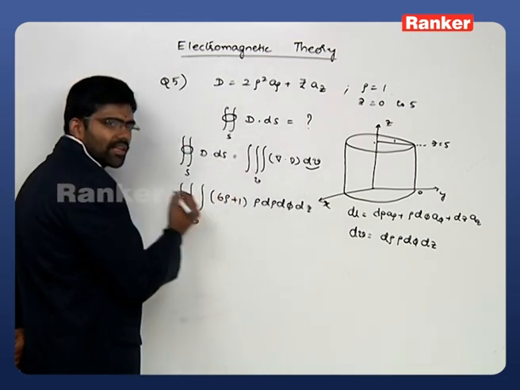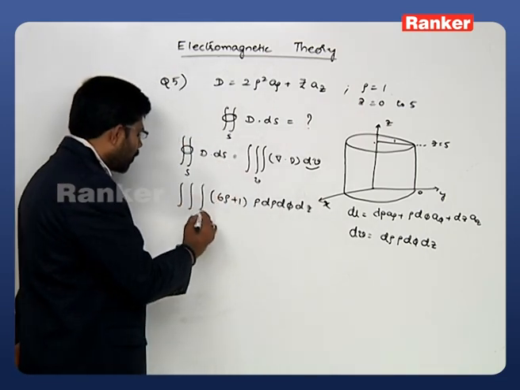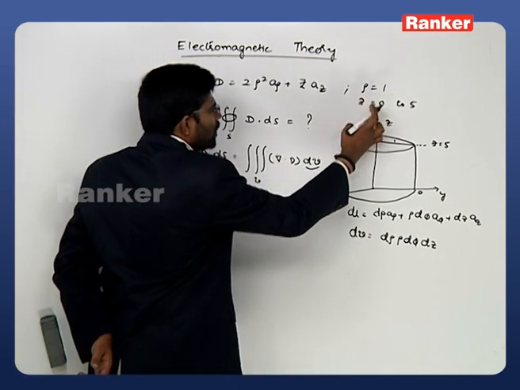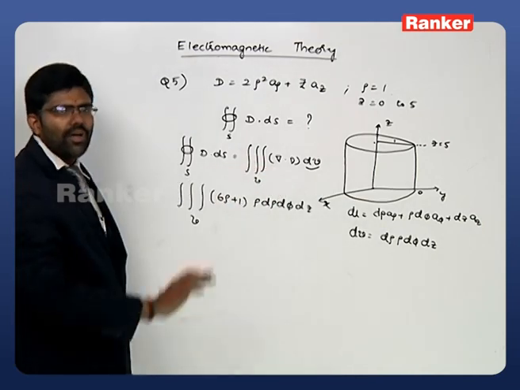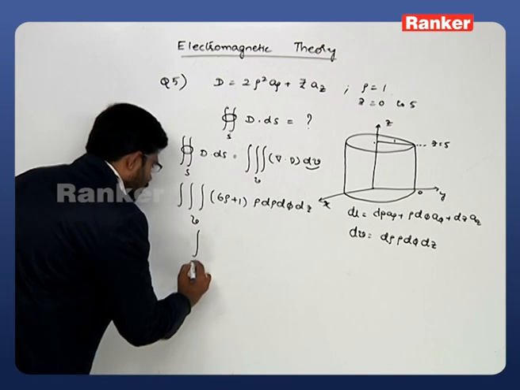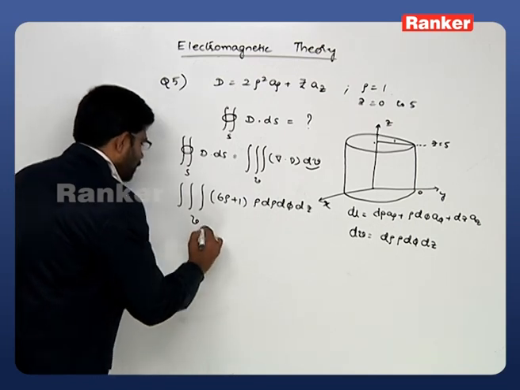Observe the volume integral. In the volume integral what we have is 3 integrations. These 3 integrations are meant for rho, z and the third one is phi. So we need to substitute all the limits here. Substitute the limits for rho. So rho is taken from 0 to 1.